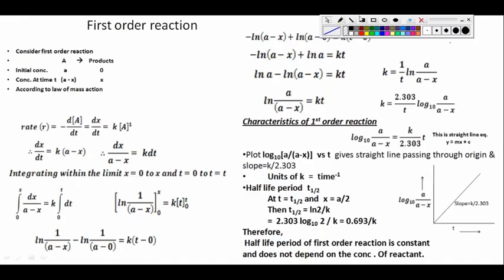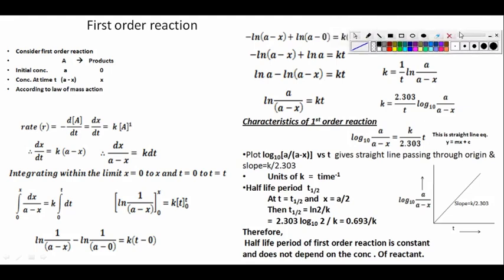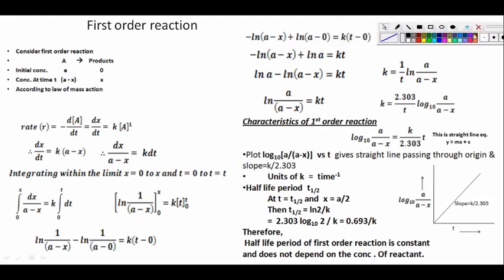Now again, while writing this first order rate equation, there are three parts. The first part is writing the reaction initial concentration and the concentration at time t. The second part is writing the rate equation and bringing concentration terms on the same side.